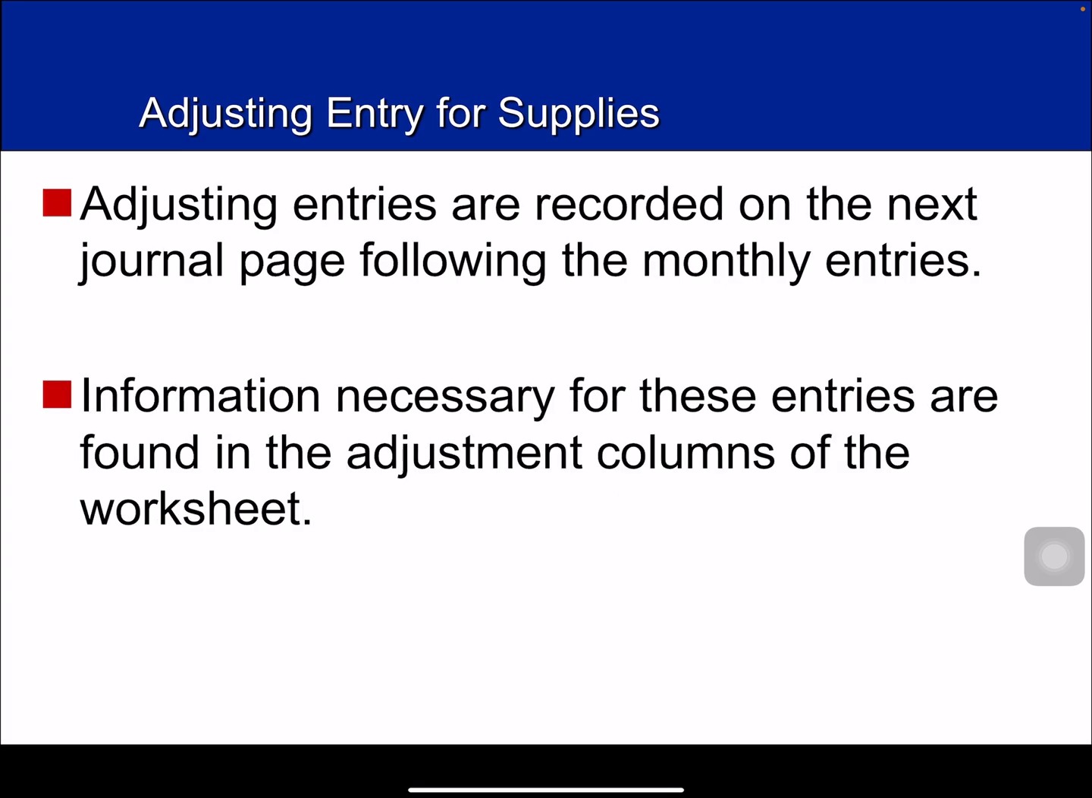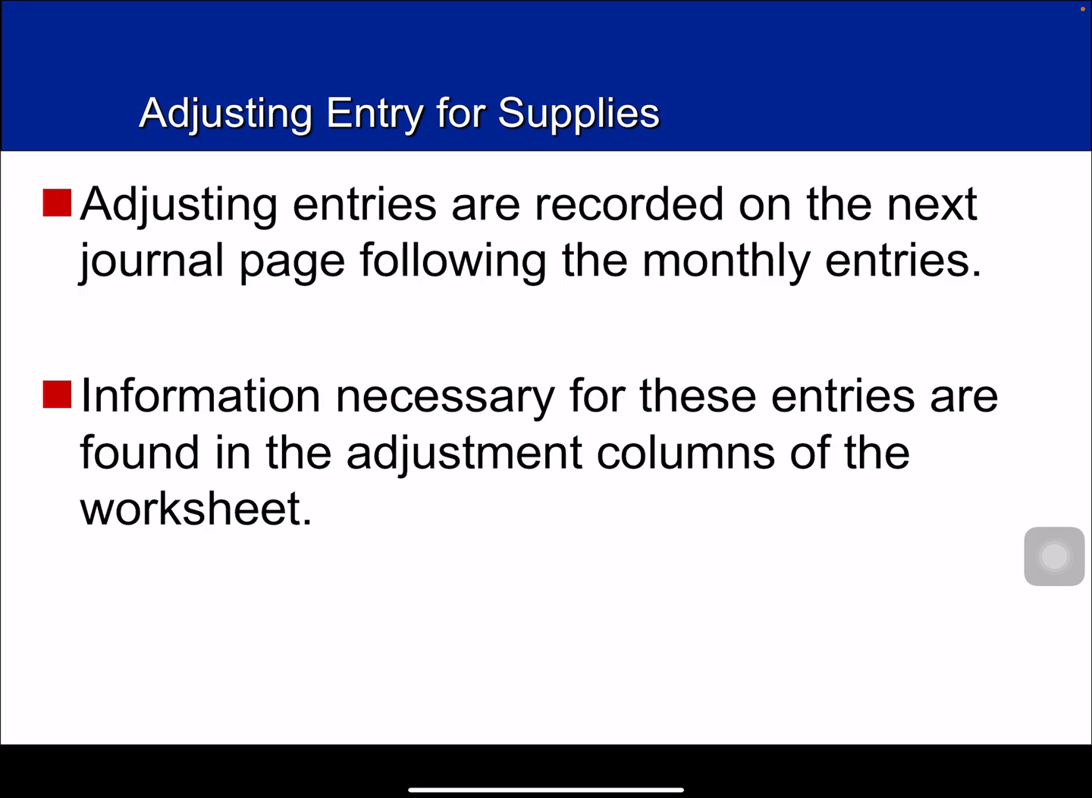Adjusting entries are recorded on the next journal page following the monthly entries. So you've already finished your fiscal period, you've double ruled, you've done all your posting. Now it's time to record our adjusting entries. We flip to the next page in our journal and we're going to record them there.